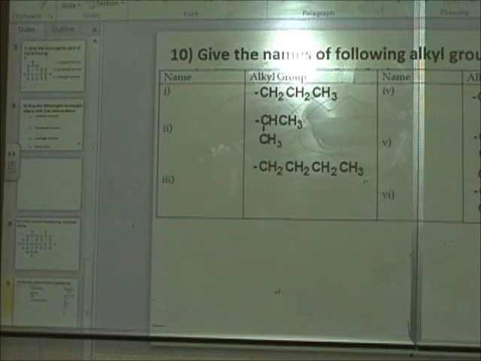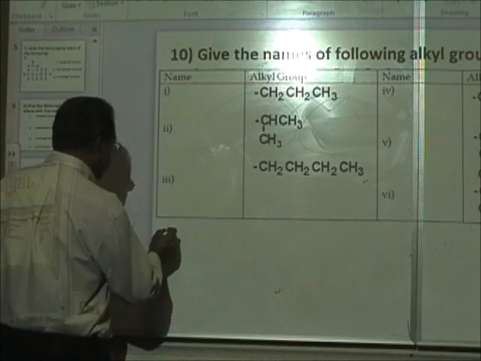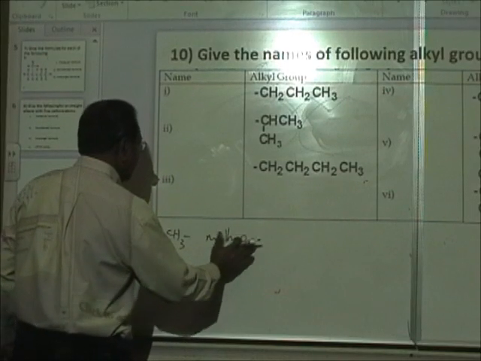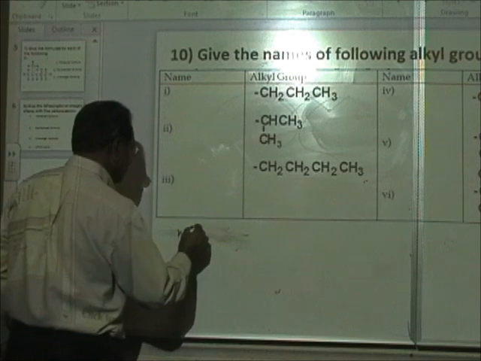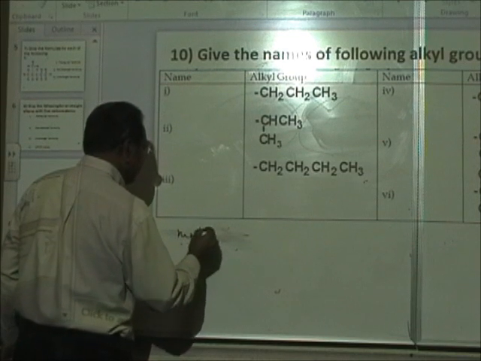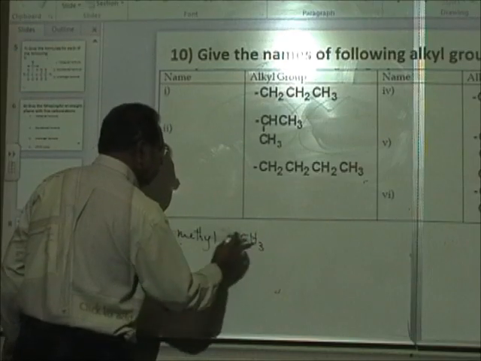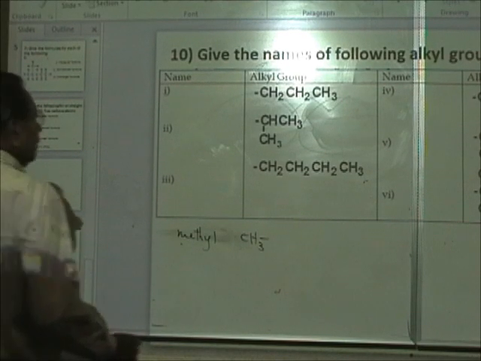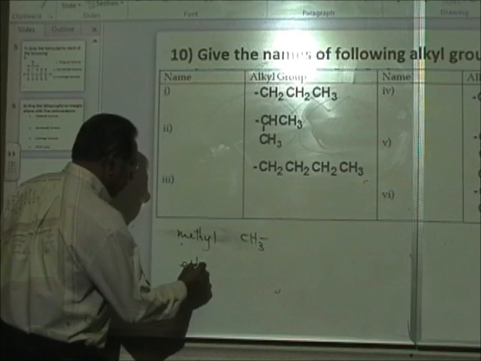Methane, all hydrogens are tetrahedrally bonded, right? So therefore only one methyl group, one alkyl group with one carbon atom. So therefore CH3 is methyl. Okay, let me write down here, methyl. How do I get a meth part? Meth stands for one carbon atom, right? Remember naming: meth, eth, prop, but. So ethyl is going to be what now?